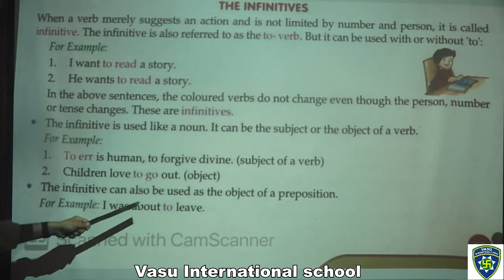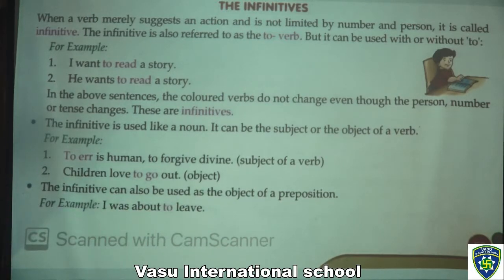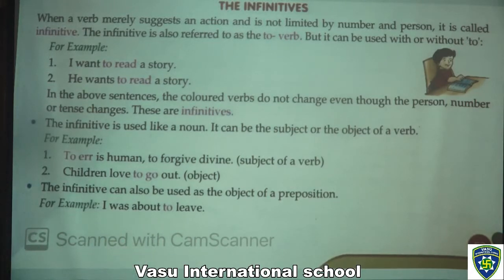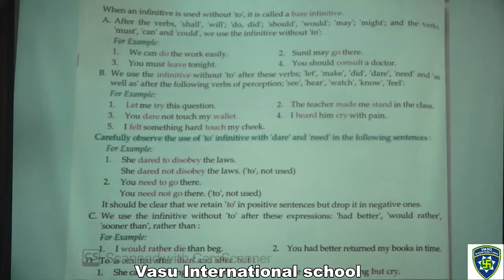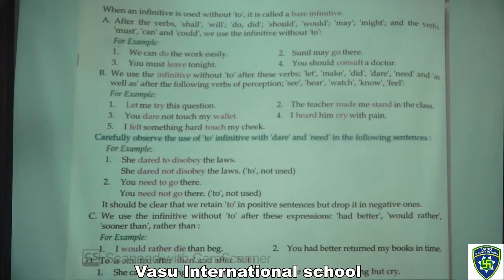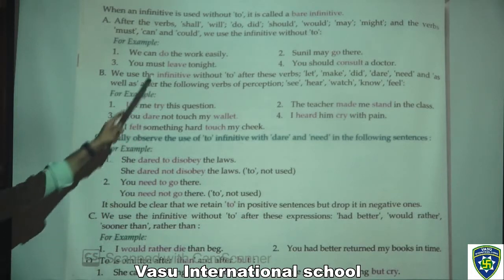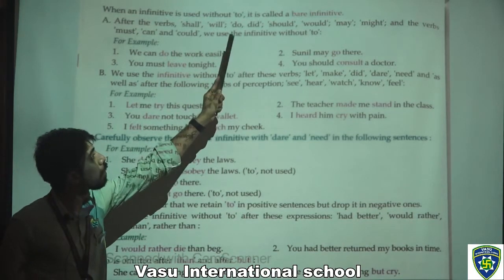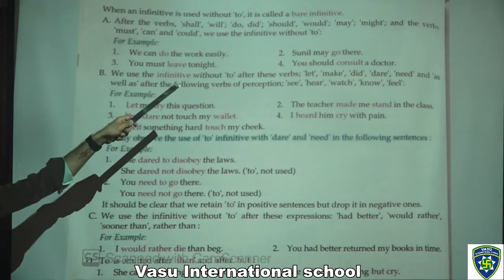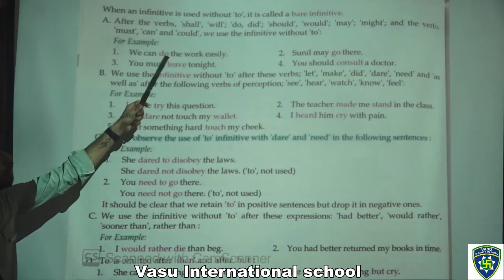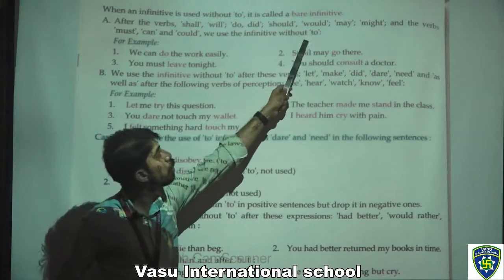The infinitive can also be used as the object of a preposition. For example, I was about to leave. So to is an infinitive. You can also use a preposition as an infinitive. After that, when an infinitive is used without to, it is called a bare infinitive. Now the first one, in point A, after the verbs shall, will, do, did, should, would, may, might and the verbs must, can and could, we use the infinitive without to.